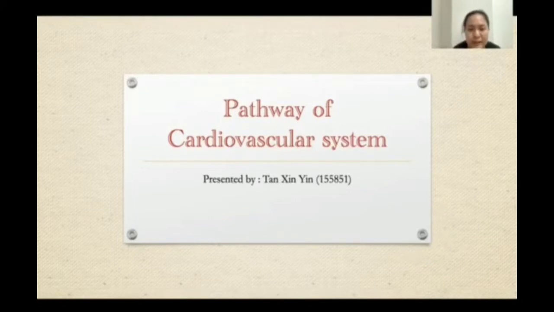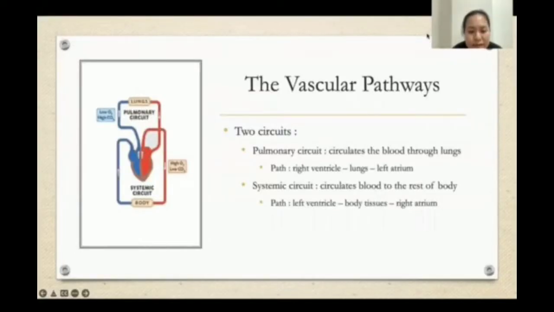I will be continuing to talk about the pathway of the cardiovascular system. The cardiovascular system includes two circuits, which are the pulmonary circuit and the systemic circuit. The pulmonary circuit begins with the pulmonary trunk from the right ventricle, which branches into the two pulmonary arteries that take the blood to the lungs. In the lungs, oxygen is diffused into the blood and carbon dioxide is diffused out of the blood to be expelled by the lungs. Lastly, pulmonary veins return oxygenated blood to the left atrium.